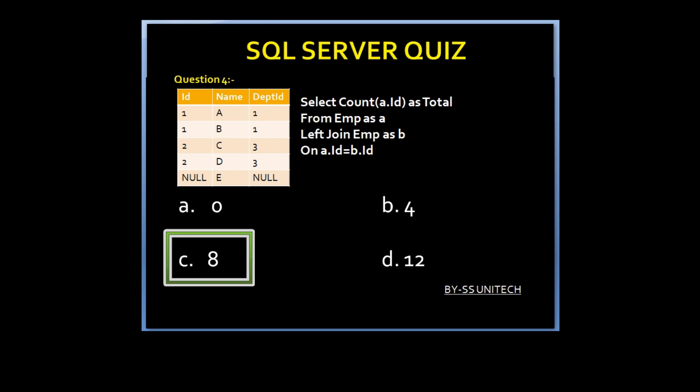So as we have discussed, we are using this inside the aggregate function, so the null value will be skipped. So total rows returned will be 8. So option C is true. Let's move to another question. So this is your question and your time starts now.